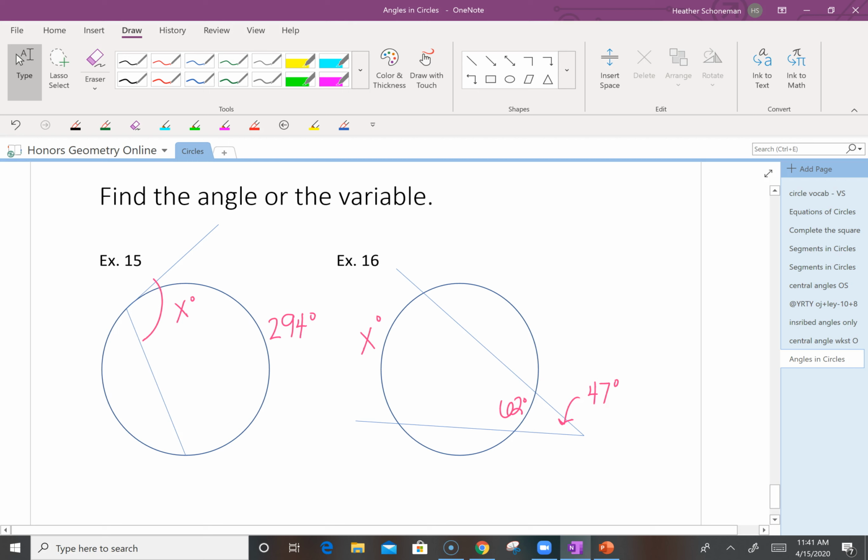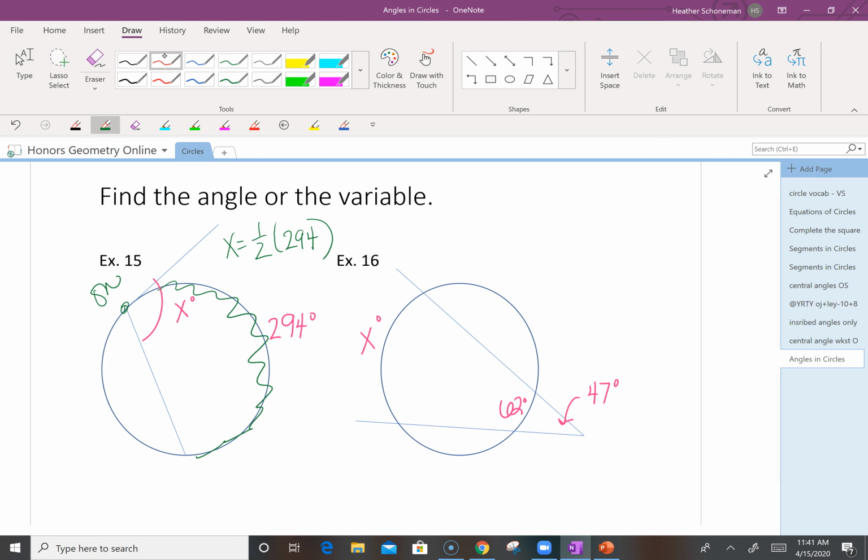Okay, let's look at number 15. I'm going to finish this up quickly. Number 15, the vertex is on the circle. So since it's on the circle, it's going to be half of the intercepted arc. So the angle, which is x, is going to be half of 294. Okay, we'll do one last problem for the whole thing and then we're done.